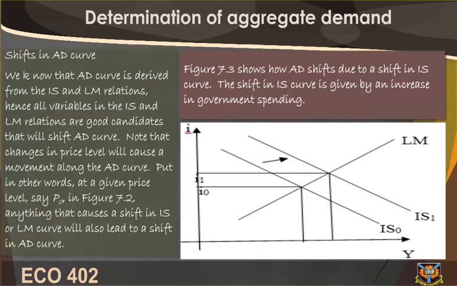Shift in AD curve. We know that the AD curve is derived from the IS and LM relations, hence all variables in the IS and LM relations are good candidates that will shift the AD curve. Note that changes in price level will cause a movement along the AD curve. Put in other words, at a given price level, say P0 in Figure 7.2, anything that causes a shift in the IS or LM curve will also lead to a shift in the AD curve. Figure 7.3 shows how AD shifts due to a shift in the IS curve. The shift in the IS curve is given by an increase in government spending.